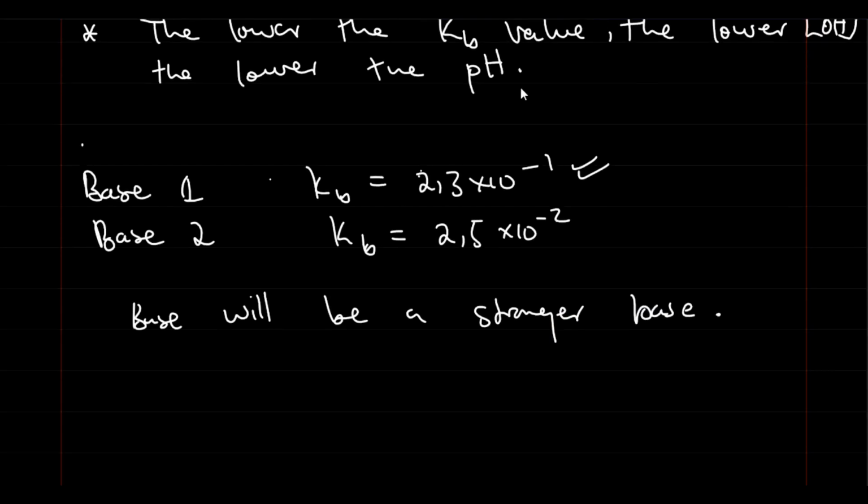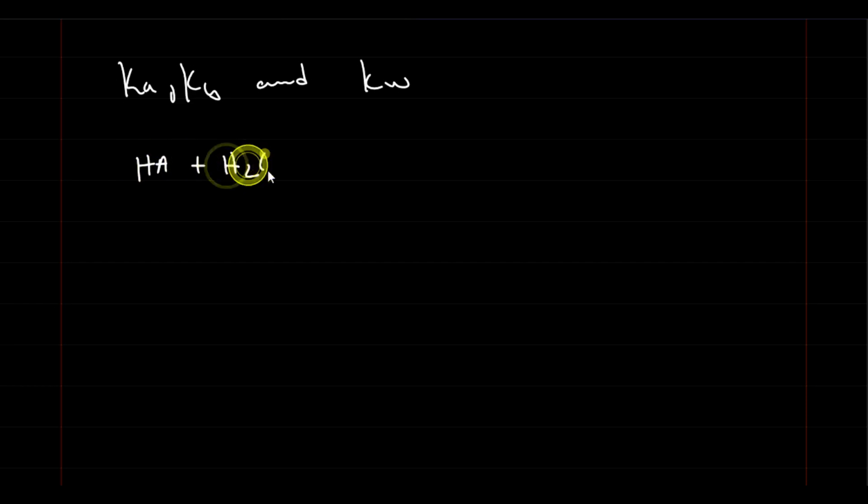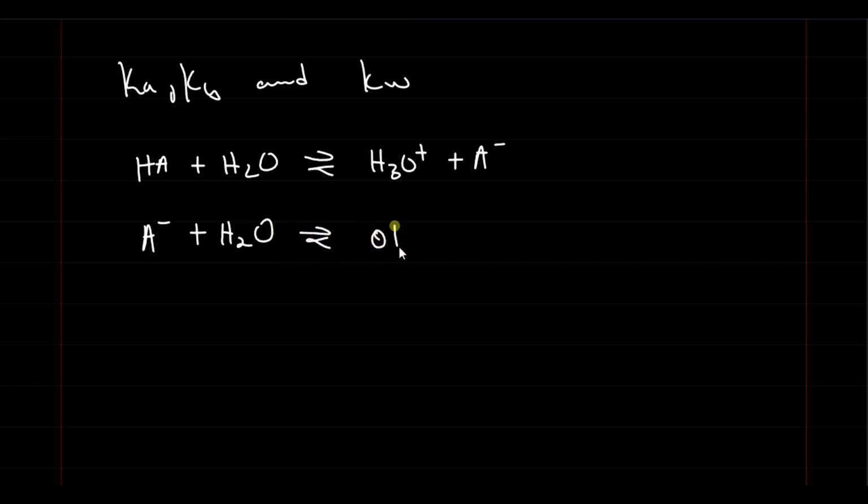Now, how do KA, KB and KW relate to each other? They are related like this. We know that an acid in water gives us hydronium plus A minus, isn't it? And we know that a base, A minus plus water, gives us OH minus plus HA, isn't it? So from here we calculate KA, and then here we calculate KB.